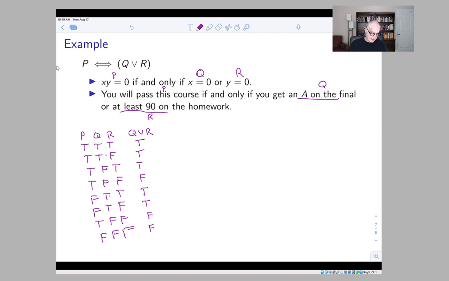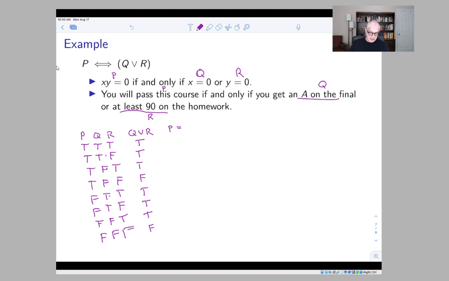Oh, I made a mistake here. True, true, true, true, true, false. True, false, true, false, false. False, true, false. False, false, true. And false, false, false. So this is wrong. This should be true, because one of the last two is true. Great. And then we have P.